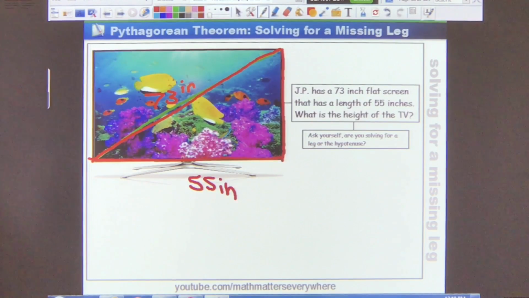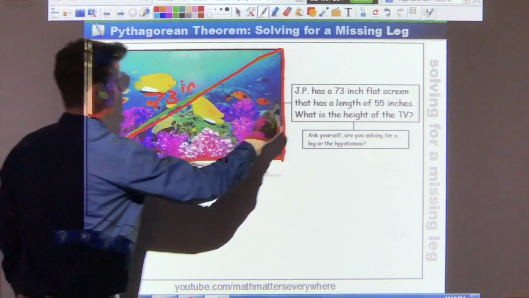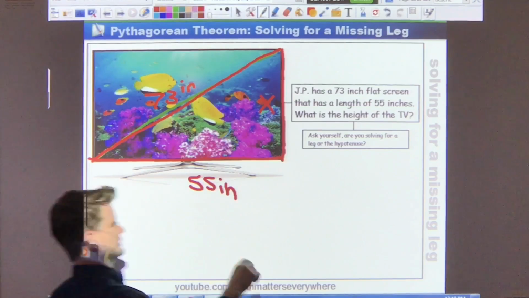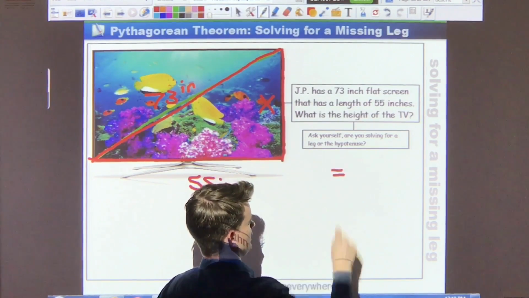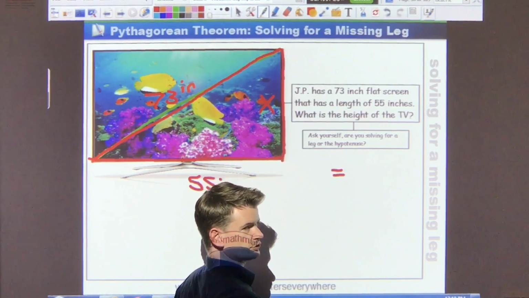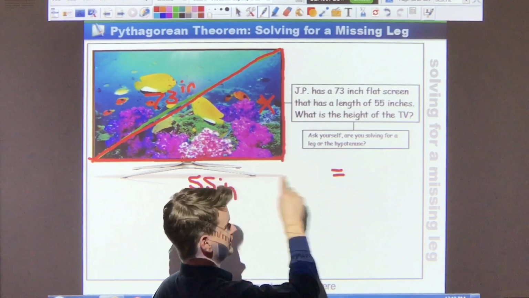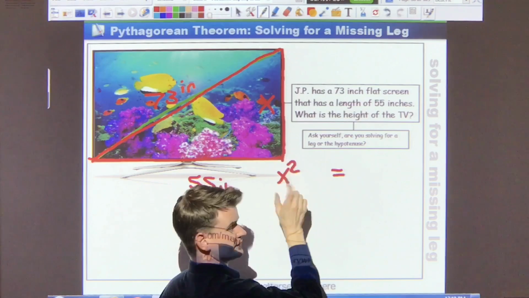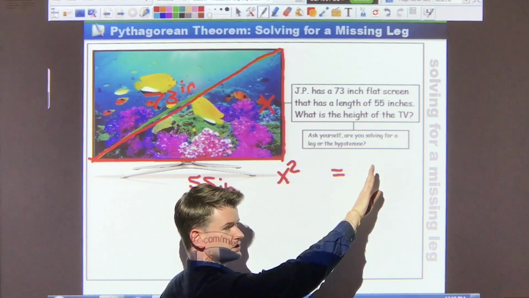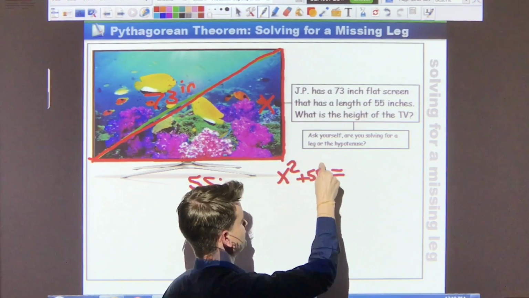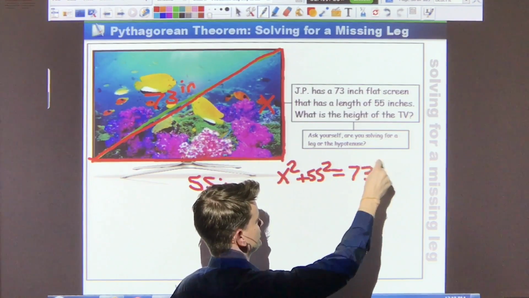So you have to ask yourself this question: am I solving for the length of a leg or the length of the hypotenuse? The length of a leg. So be very careful when you set this up. What side is the variable going to be on, the left or the right? The left. We're solving for a leg. It's going to be x squared. The legs are on the left, hypotenuse is on the right. You with me? X squared plus 55 squared is equal to 73 squared.